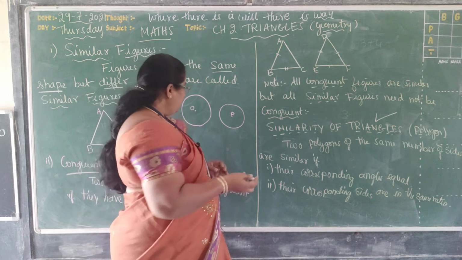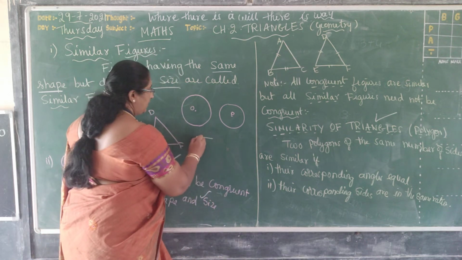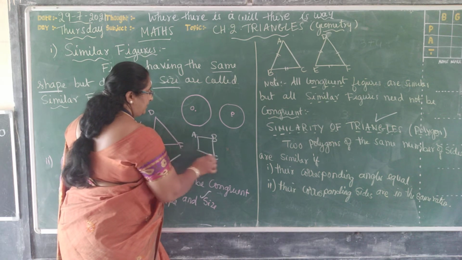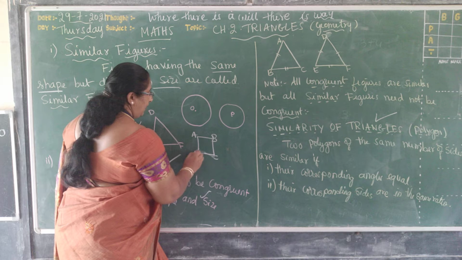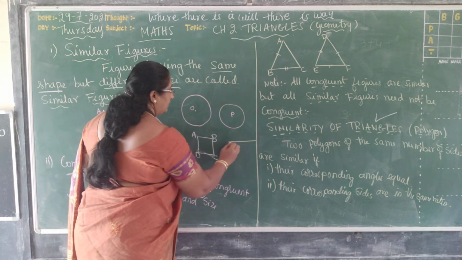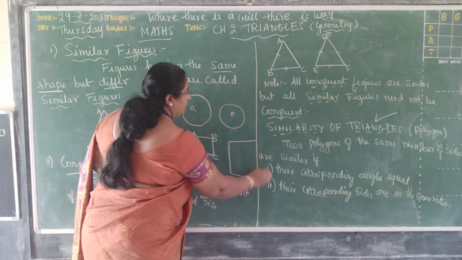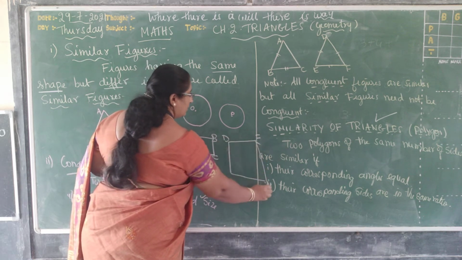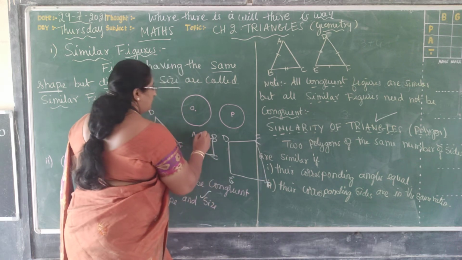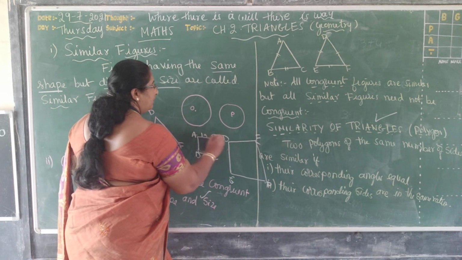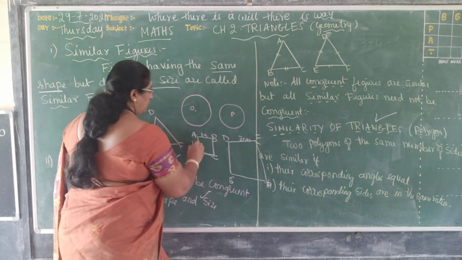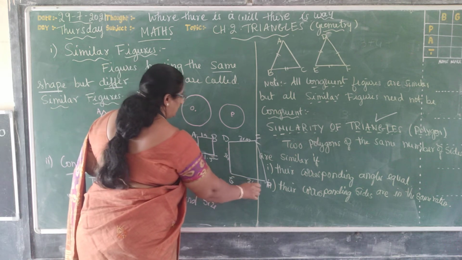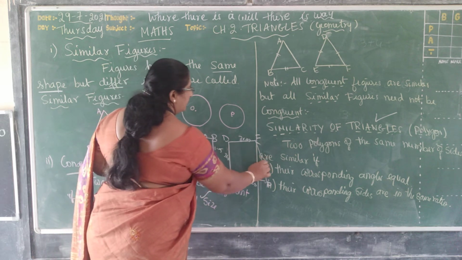See now, for example, let me draw a figure here. ABCD is a quadrilateral, a square I have drawn, but you can see here I will write the measures of this. DEFG. If this is 1.5 centimeter, this is 3 centimeter. This is 1.5 centimeter, this is 3 centimeter.